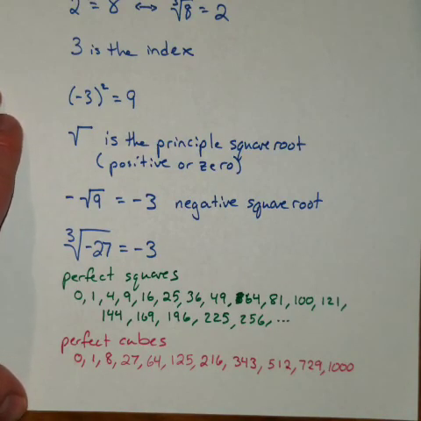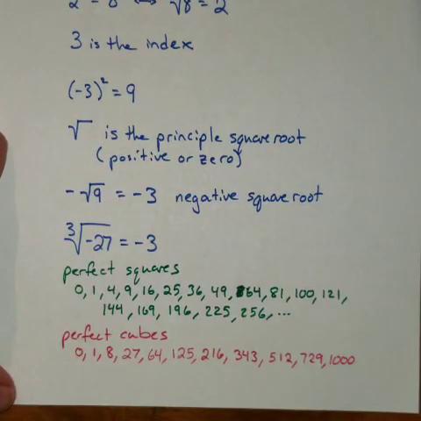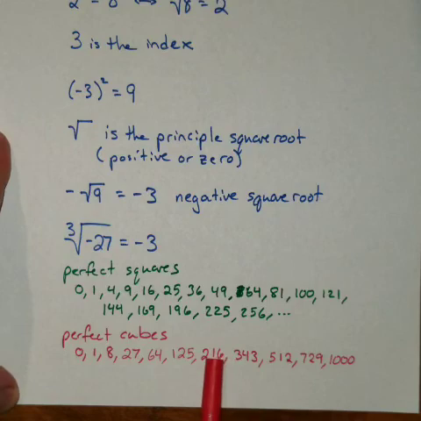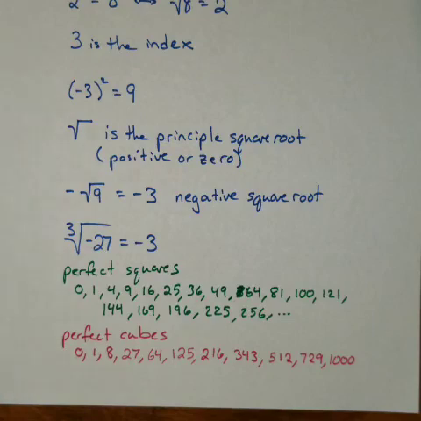Okay, so that's a list of your perfect squares, perfect cubes. I don't think you'll need to memorize this many perfect cubes, but I would say definitely up through 125. You may see a couple of these, the 6 cubed and the 7 cubed as well on occasion.